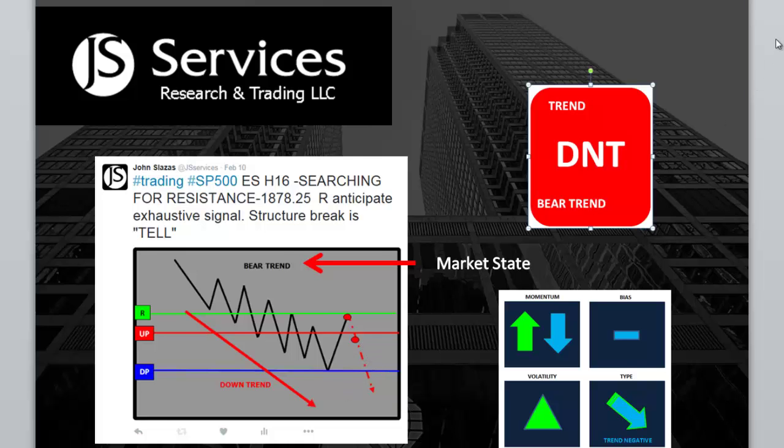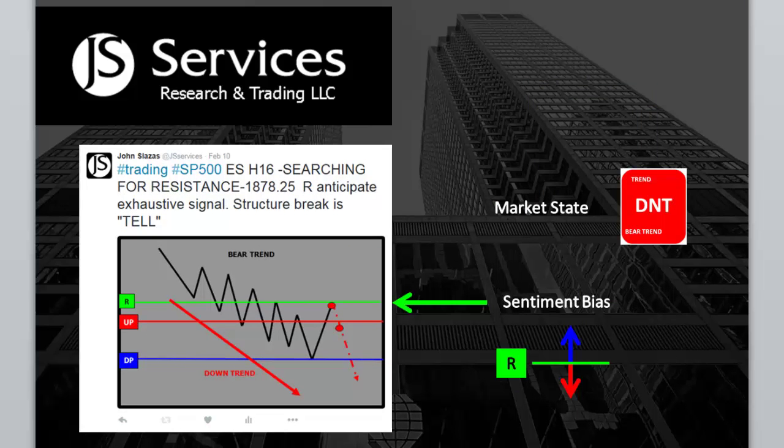The R level is a unique part of this structure as it represents the sentiment bias for the trading session. It's a classic over-under number. Buying breaks above this level, selling rallies below it. It defines the session sentiment bias. In this example, the sentiment bias is above the market and defines the upper peak of the bear trend. And it represents the optimal sell opportunity for this market state and structure.